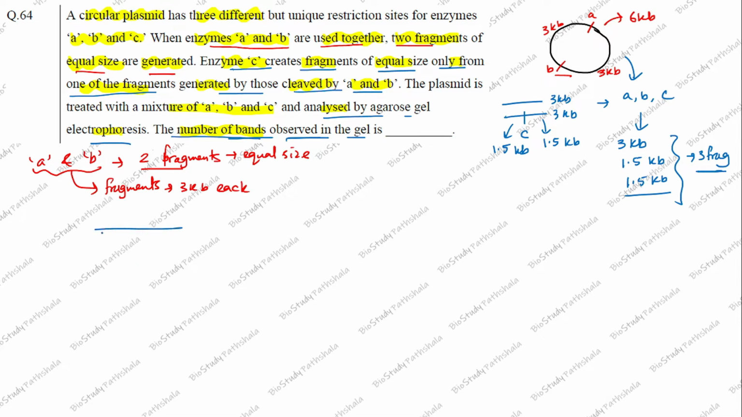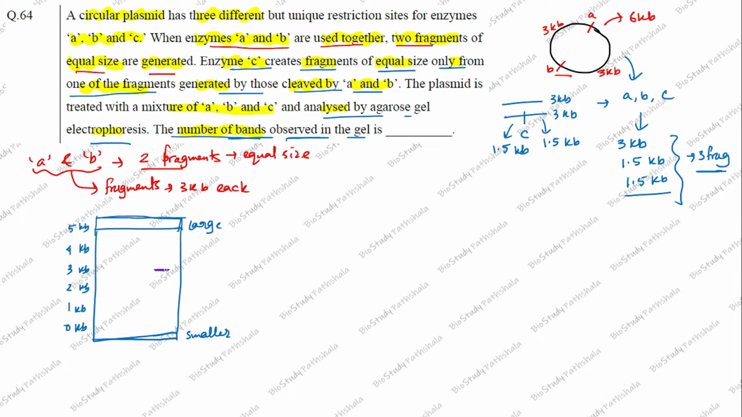So for say this is the agarose gel electrophoresis chamber, and here the larger fragments will be on this side and the smaller fragments on this side. And for say this is 5 kilo base pair, after that 4, then 3, then 2, then 1, then 0. These are all in kb, and here are the wells where the DNA samples will be loaded. So the 3 kilo base pair band will be observed here. 1.5 kilo base pair will be observed in between 2 and 1 kilo base pair region.